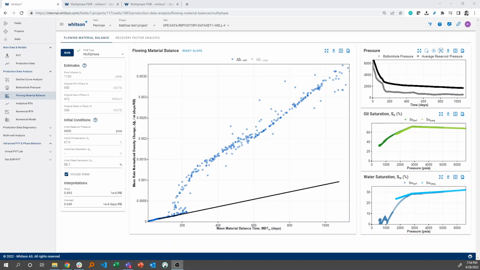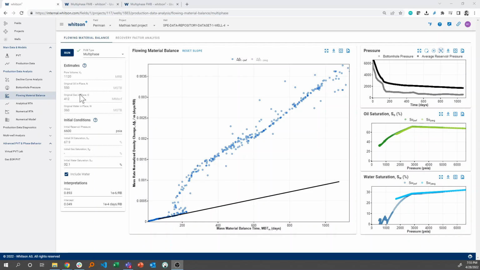The nice thing about this multi-phase flow material balance feature is that it does not require relative perms as an input, so we can use this information right here, these resolved pore volumes, as a way for us to bound some of our numerical RTA methods and numerical models. What I personally like about that is that it provides us with a lower bound of original oil in place and gas in place that we can honor when we do our numerical RTA.